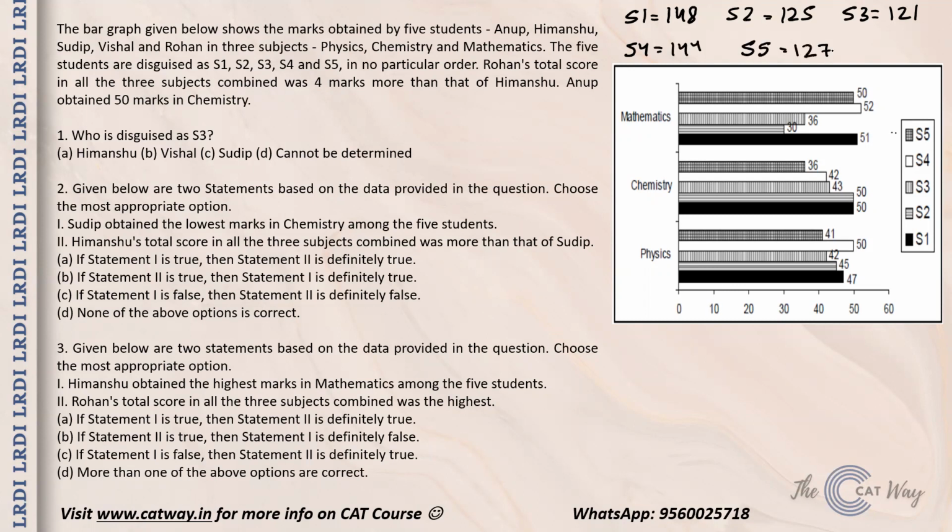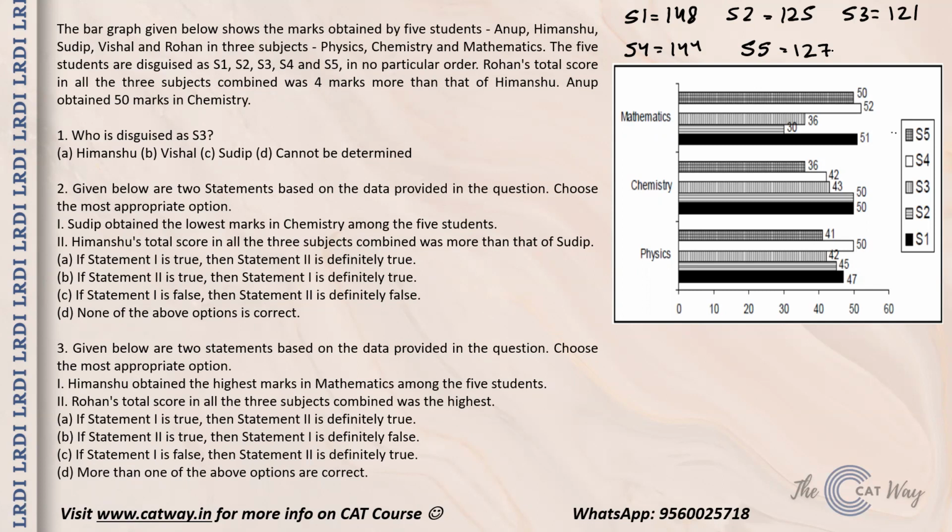Right? Now, we have different cases. It has been given that Rohan's score in all 3 subjects combined was 4 marks more than that of Himanshu. So there are 2 possibilities for Rohan and Himanshu. Rohan has to be 4 more than Himanshu. So one possibility is Rohan being S1 and Himanshu being S4. Okay, that is the first case.